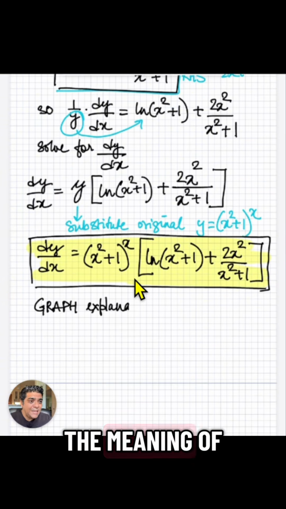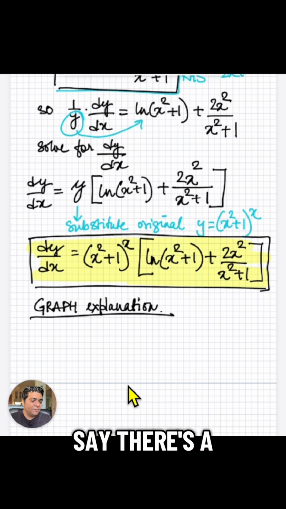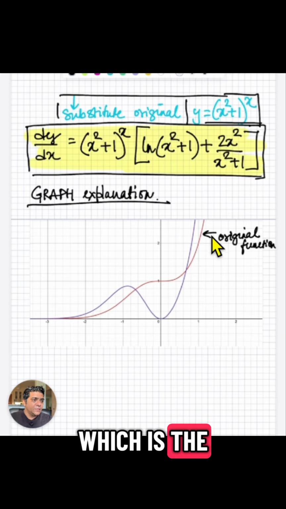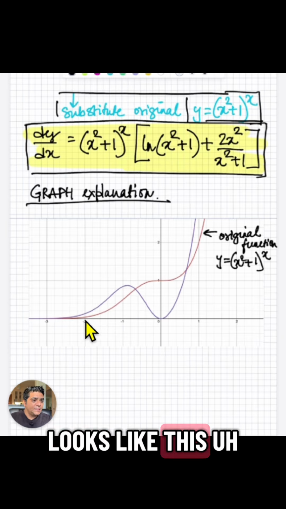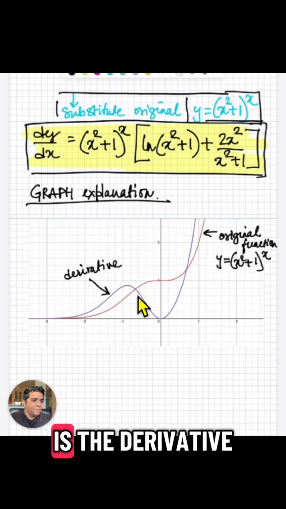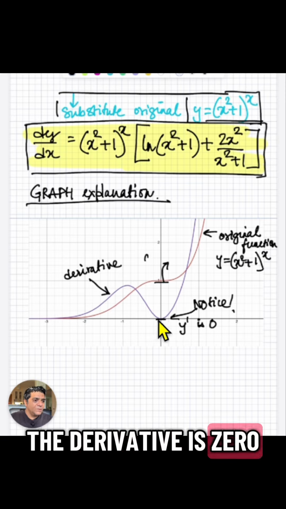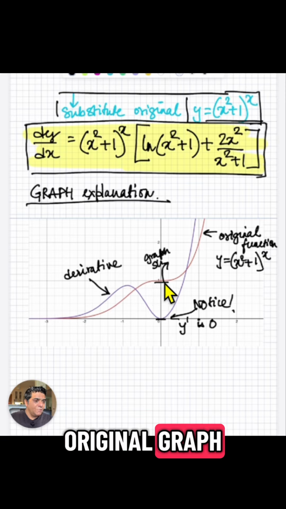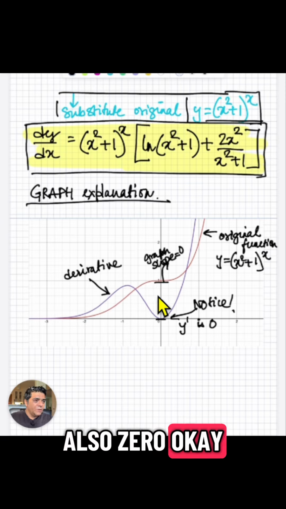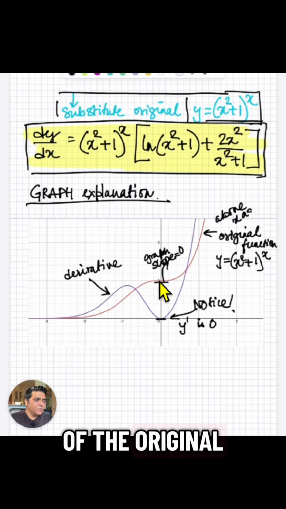So what is the meaning of this graphically? Let's just say there's a function, which is the original function, that looks like this, and then this graph is the derivative of that function. Notice that where the derivative is 0, our original graph's slope is also 0. Okay, so the derivative is just the slope of the original function at that point.